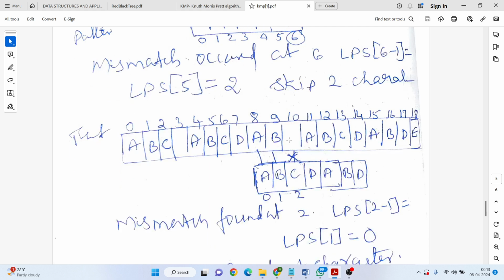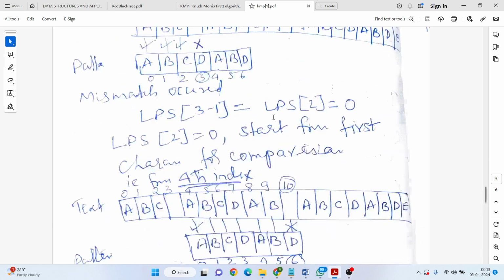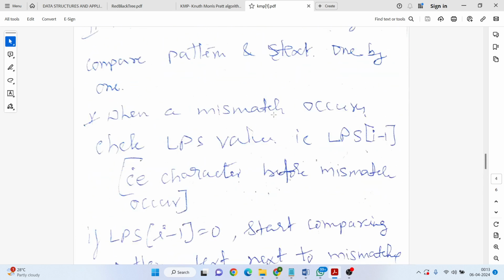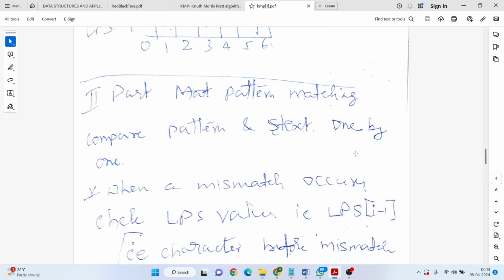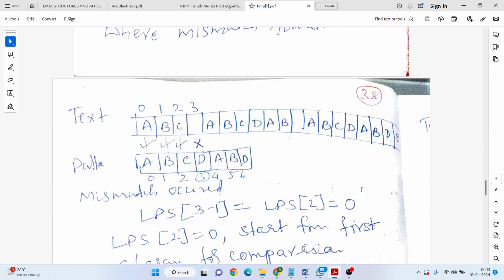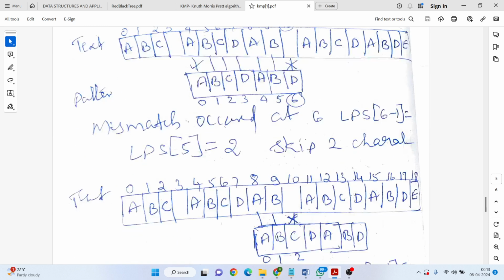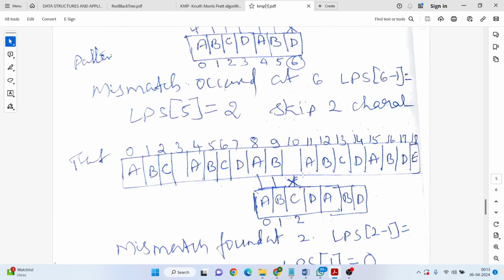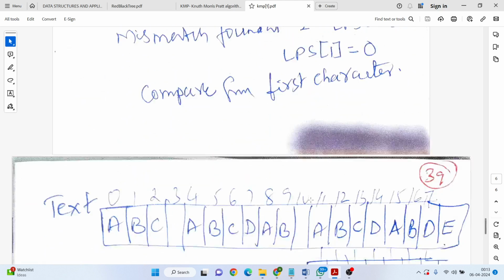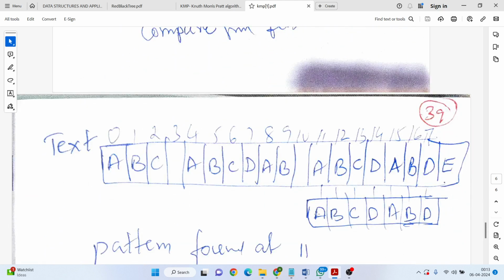So again a mismatch is found at index 2. 2 minus 1 is 0. Sorry, 2 minus 1 is 1. LPS of 1 is 0. That means you start from the next character. Here the mismatch was found, you start comparing from here. That is the meaning here. This is my pattern, this is my remaining part.